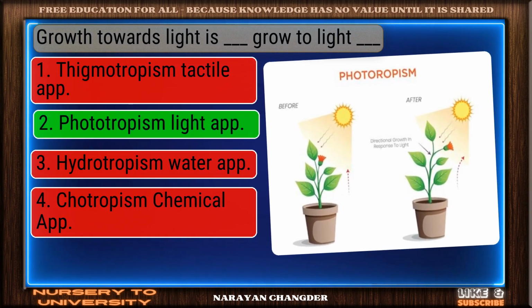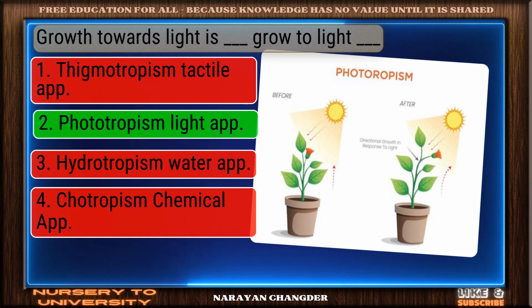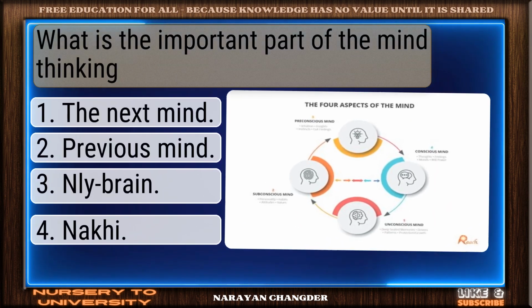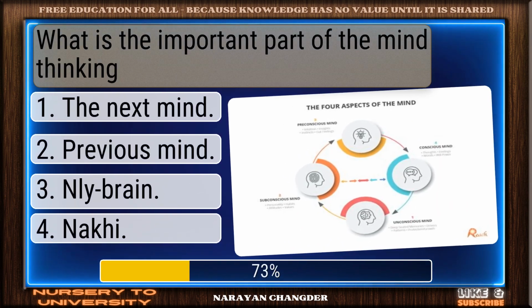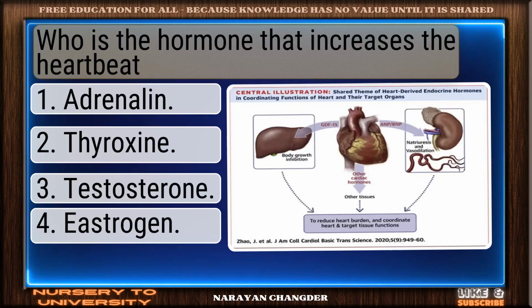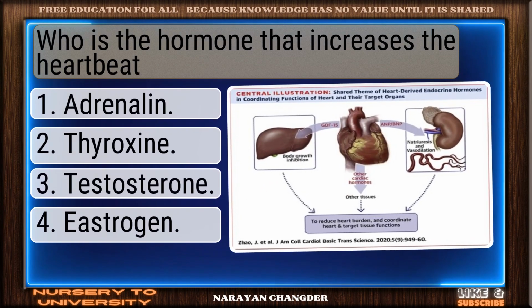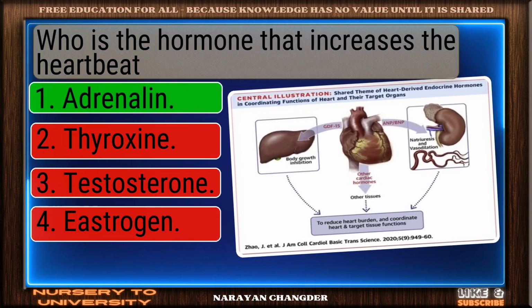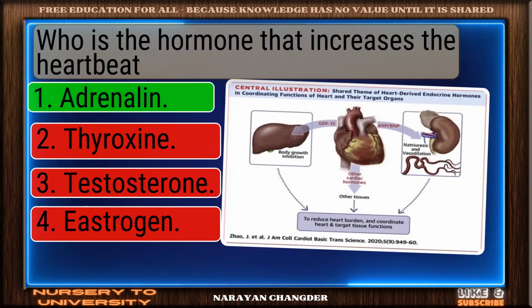Smart move. Phototropism is the accurate answer. What is the important part of the mind thinking? Excellent. The next mind is well reasoned. Which is the hormone that increases the heartbeat? On track. Adrenaline is correct.